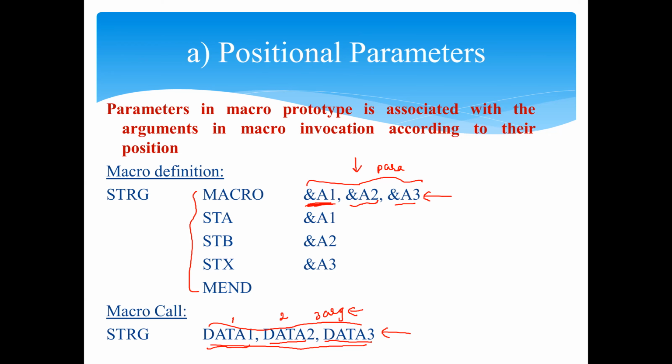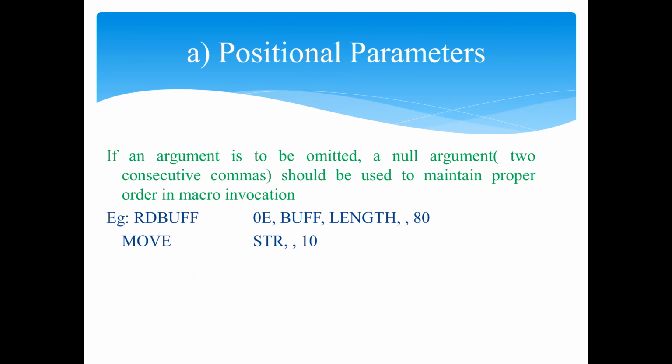It's simple, right? The parameters are associated according to the position. Such type you call positional parameters. So if an argument can be omitted, this also we have seen. If you want to omit an argument, you can provide a null argument. For that, you just have to give 2 consecutive commas, in order to maintain a proper order. So in between, if you have a null parameter coming, you have to separate it with a comma. If it's the last parameter, it can be omitted. But here in between 1, 2, 3, 4, the fourth parameter is a null value, so you have to separate it with a comma.